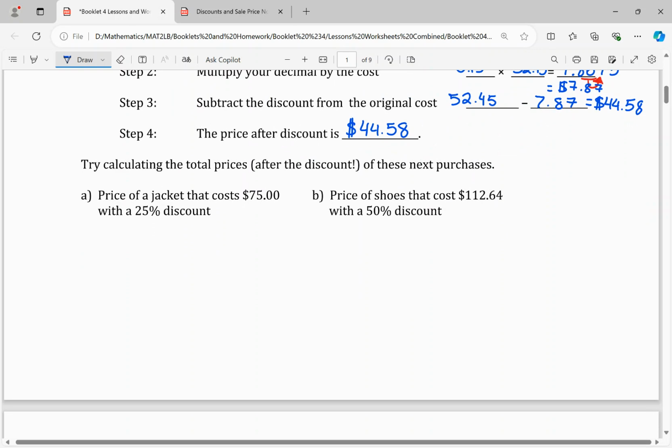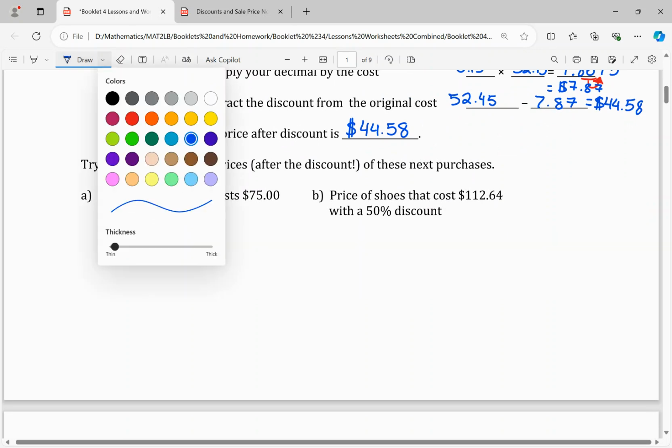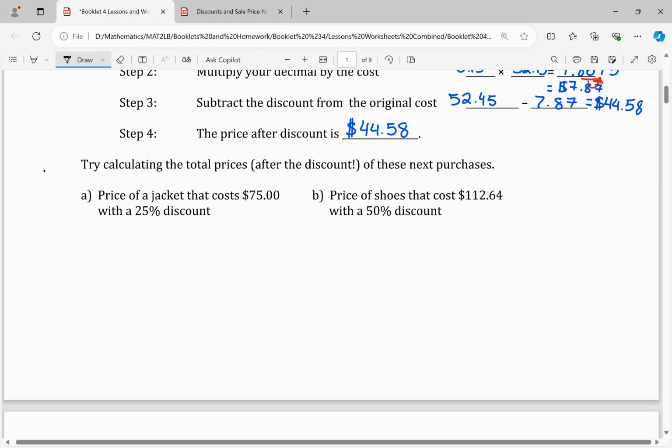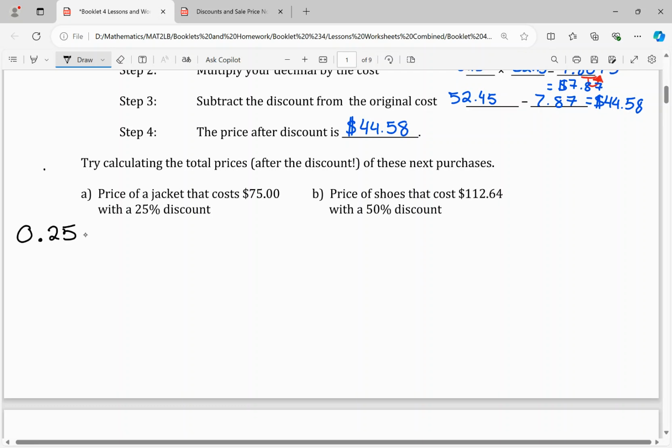A price of a jacket normally costs $75, but it has a 25% discount. So, in order to find the price after the discount, we're going to use 25% as a decimal. At this point, I'm assuming we're really good at writing percentages as decimals, so I'm just going to write 0.25. 0.25 times $75 gives me $18.75.